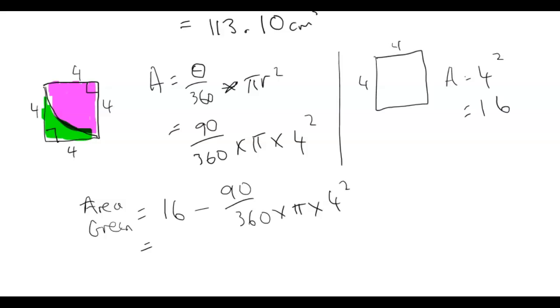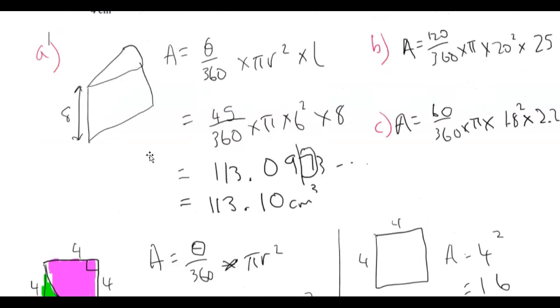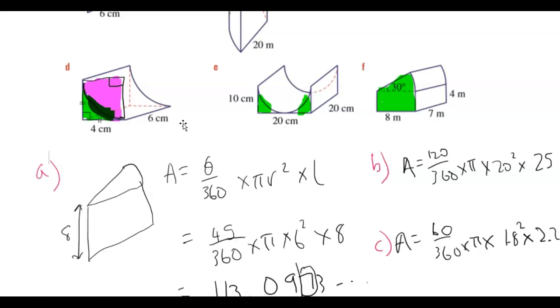I'm just going to do that on the calculator. So 16 minus 90 over 360 times pi times 4 squared. Okay, so I get 3.4336, and so on. Now, I haven't finished. I've just found that constant cross section. So remember, we need to multiply it by the length.